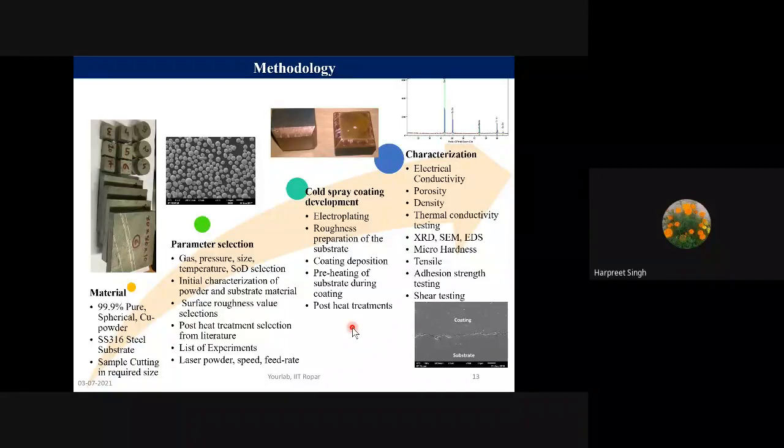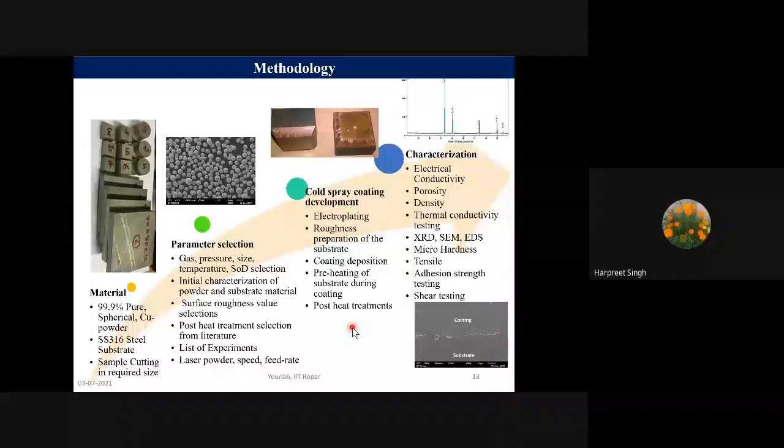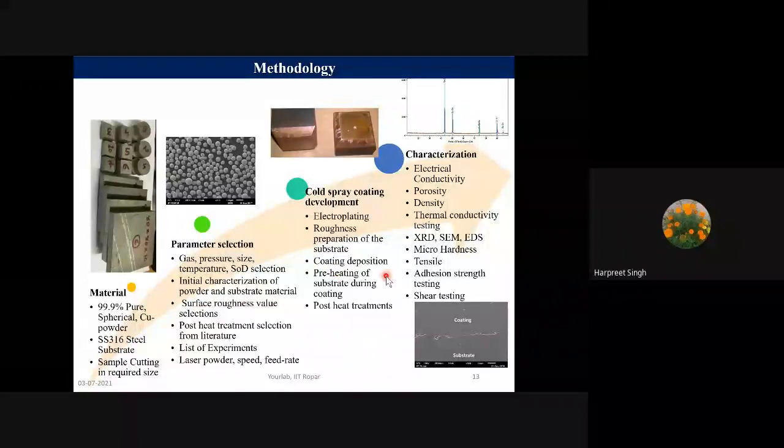The second strategy which we tried was roughness. So roughness was varied on the surface, and then we tried to deposit the coatings. The third thing we did was some post heat treatments, and even preheating of the substrate during coating was also done. You can see a lot of effort went into it.